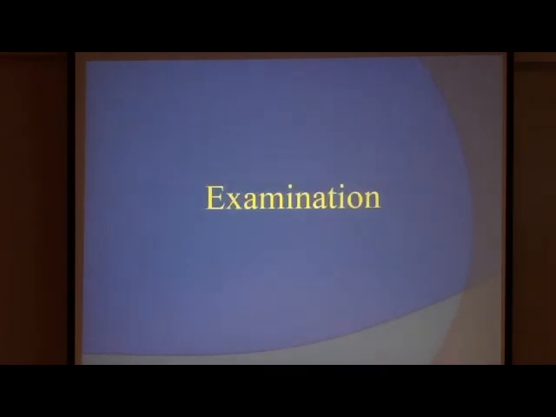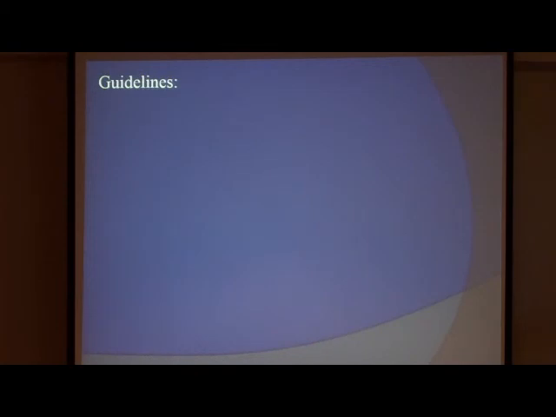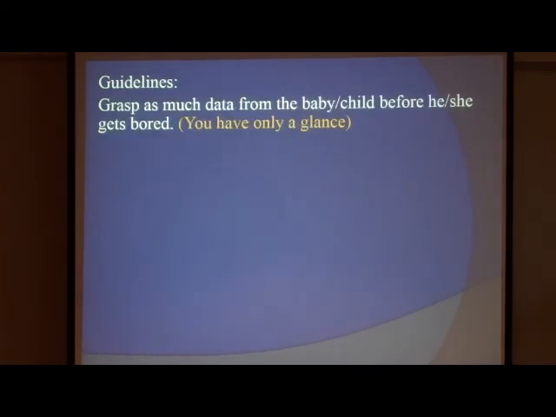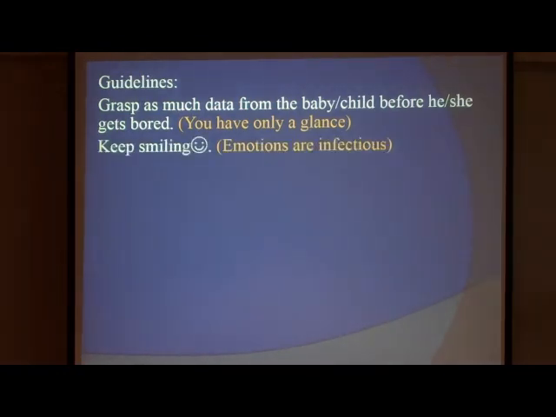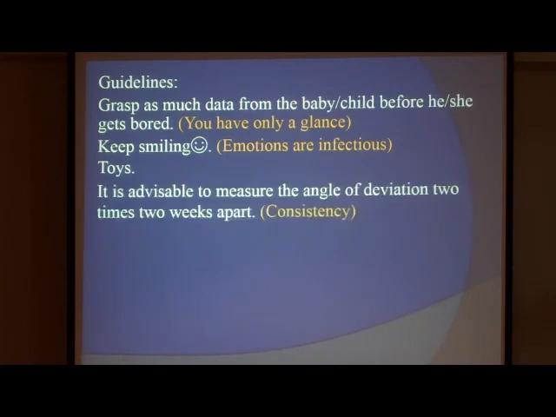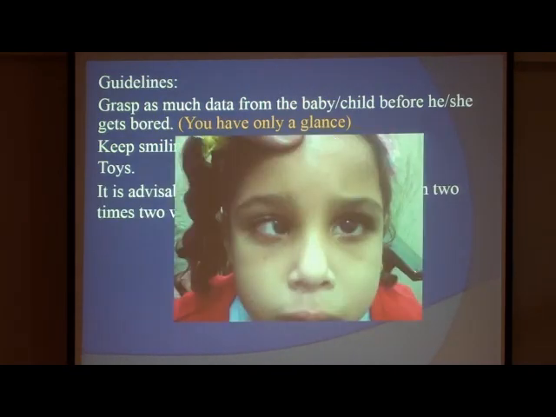Now for examination, there are certain guidelines to be considered in dealing with a child. The first is to try to grasp as much data as possible, because you only have a glance to get data before the child gets bored. Then keep smiling, because emotions are usually infectious. Toys are very important tools. It's advisable to measure the angle twice for consistency of measurement. Those are the guidelines before trying to assess a child.